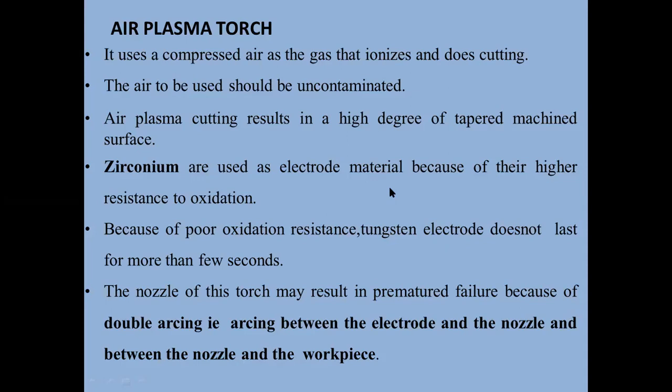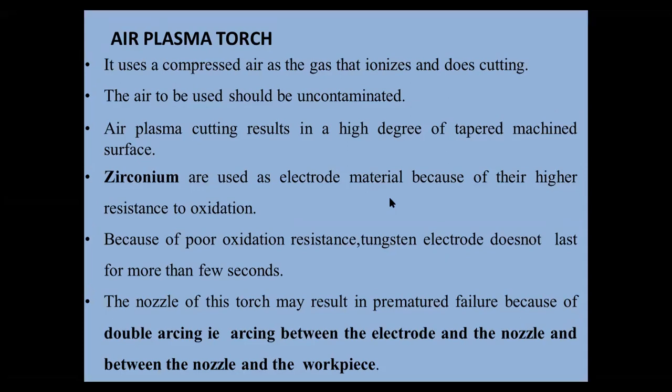We have an advantage with the help of the air plasma torch. As zirconium electrode material is used, oxidation is reduced. Tapered surfaces are attained to a high degree, but there is a disadvantage of premature failure of the nozzle. These are the basic features of the air plasma torch. The construction is the same as what we have seen in the working principle.